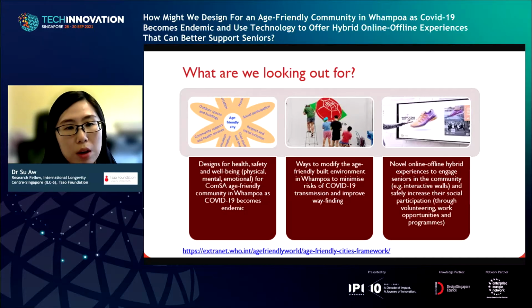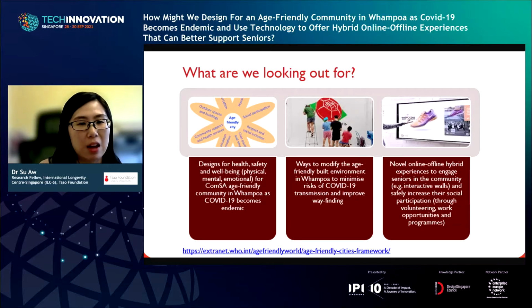The second thing that we're looking out for is ways to modify the built environment itself to minimize risk of COVID-19 transmission so that they can still navigate the built environment in their neighborhood safely and improve wayfinding. One of the interesting projects for wayfinding is, for example, this art mural project by Dimension Singapore, where residents are invited to paint the pillars of their void decks, so that people with dementia as well as other residents can easily navigate and find their way around, as well as using this kind of artwork to promote a sense of community and ownership.